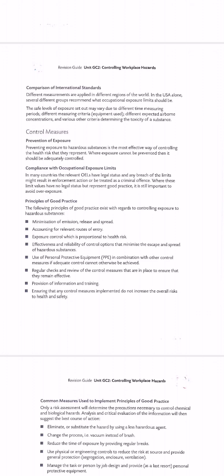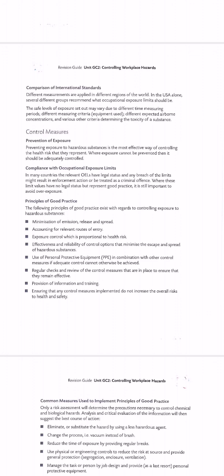Then also number 5, you have to use personal protective equipment, right? That is the masks, the gas, the breathing gear, those elements. You have to put all those things on to protect yourself or to protect the people that are working there.